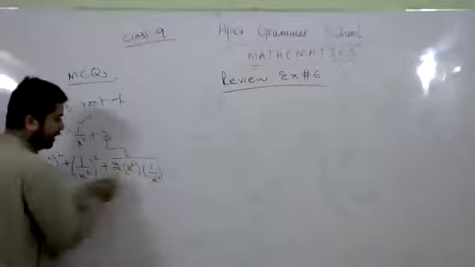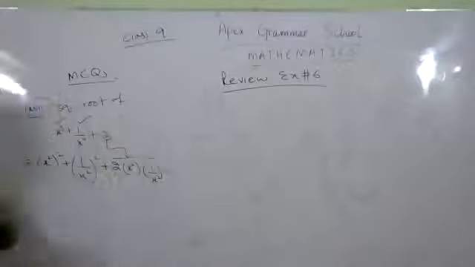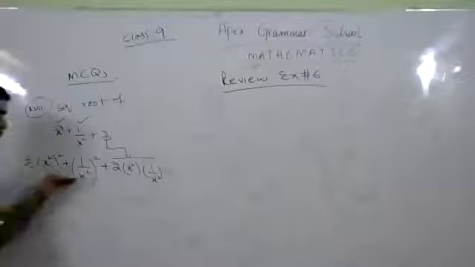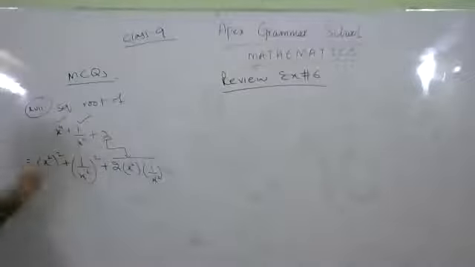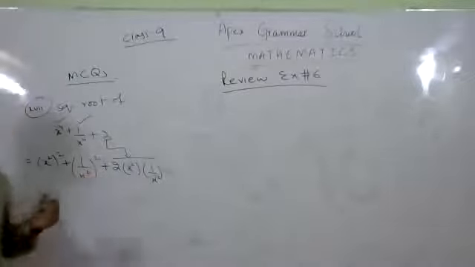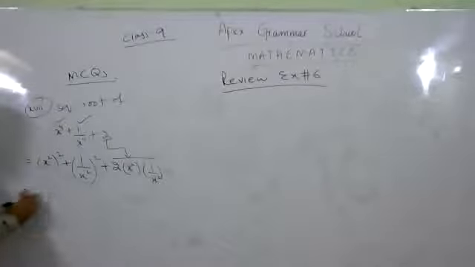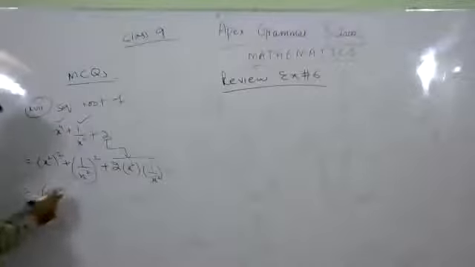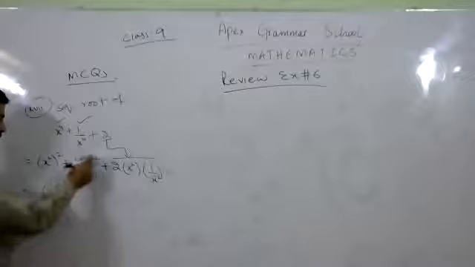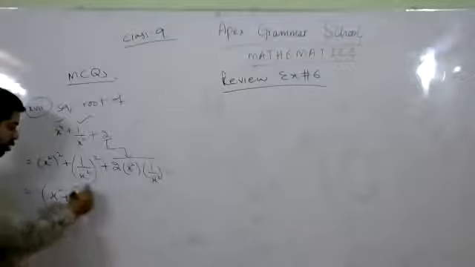This x square will cancel this x square and you are left with only this. So this is a complete square formula: a square plus b square plus 2ab, which is equal to a plus b whole square. Meaning to say this is equal to a, meaning x square, plus b, beneath this square, whole square.